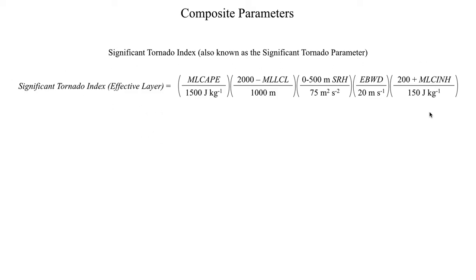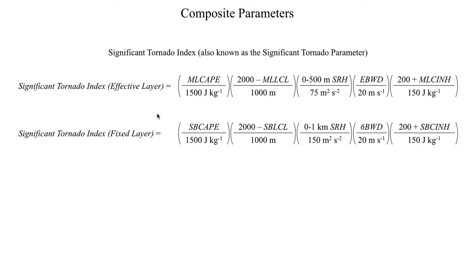There's actually two different calculations for a significant tornado index. The other one is the fixed layer. The effective layer is primarily used for storms that are in the process of forming. The fixed layer is primarily used for storms that are already formed. And the calculation is pretty similar. It's just some different metrics are used.